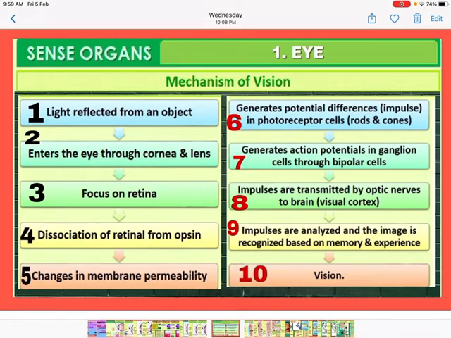Potential difference is generated in rods and cones, and then this action potential passes to bipolar cells and then to ganglion cells, and the impulse is transmitted to the brain via the optic nerve. The brain analyzes the image and it leads to vision.